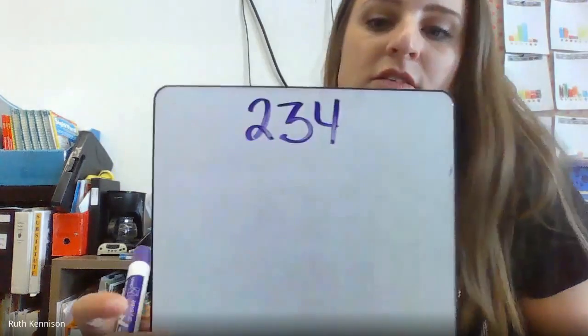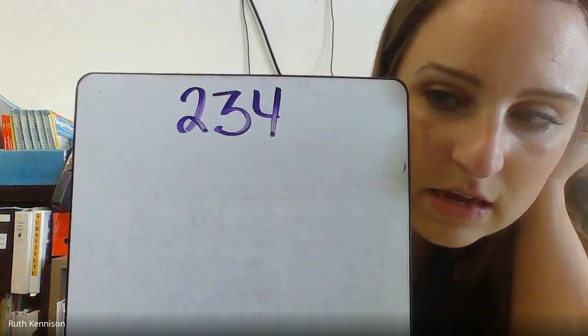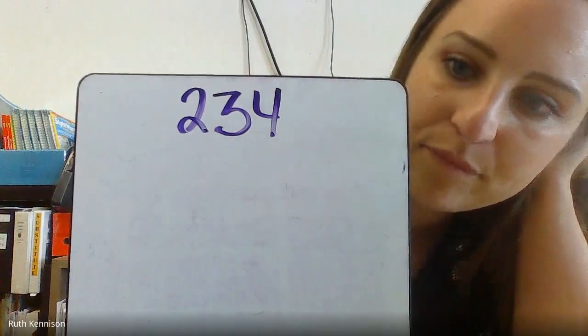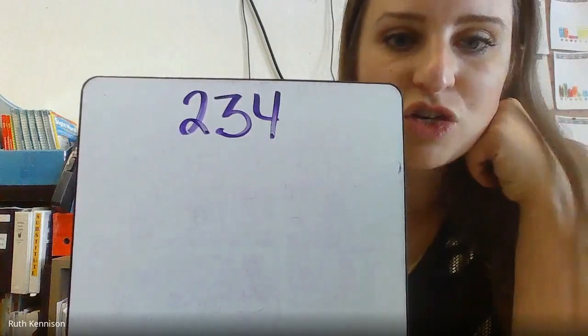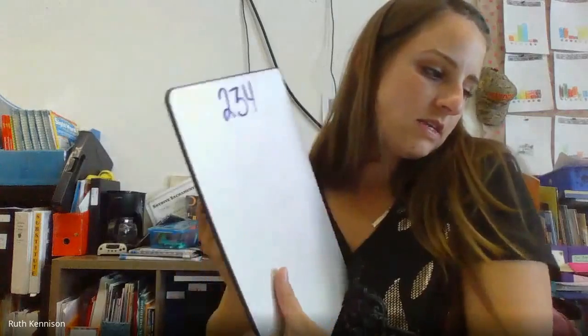Okay? All right. We're going to talk about different ways to write numbers. If I have this number, I'm going to write a number, and then you guys are going to tell me what it is. What number do I have? Who's ready? Jaya. 234. Very good. 234.